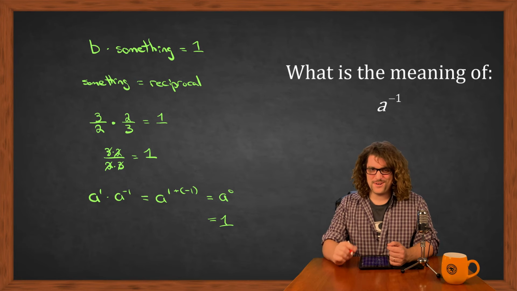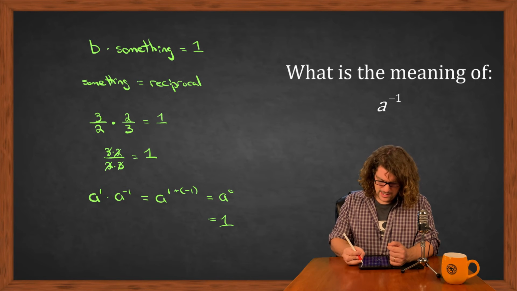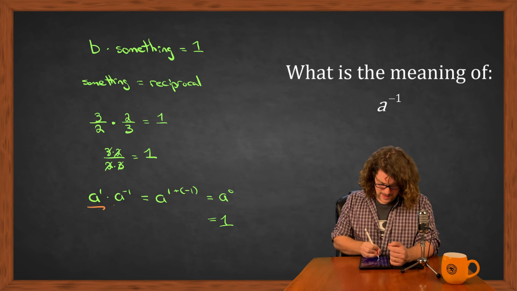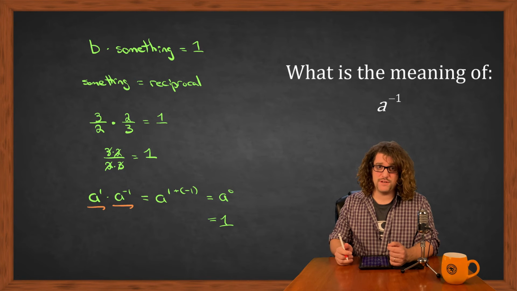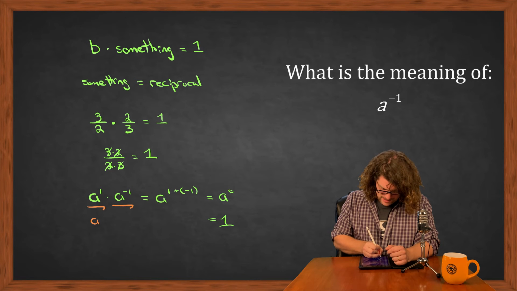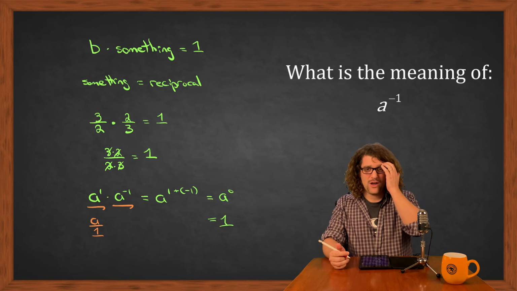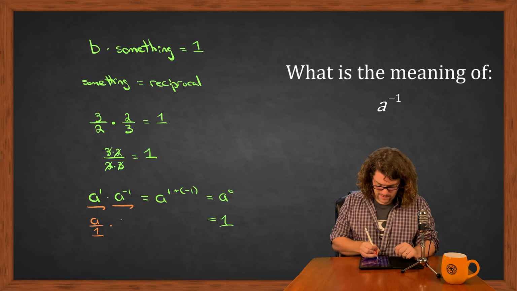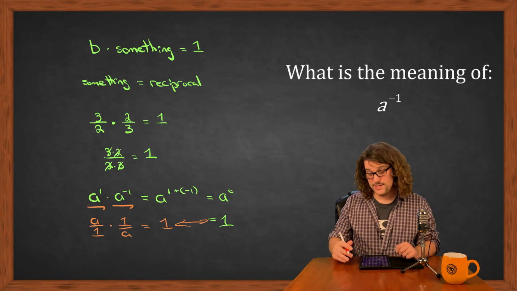Now, this is a really interesting turn of events because what that means is that the value of a to the 1 and a to the negative 1 are reciprocals of each other. That is pretty cool, actually. So in this particular case, the a to the 1 and a to the minus 1 must be reciprocals. But a to the 1 can be written as a fraction, a over 1. And anything that can be written as a fraction, we know that its reciprocal is the flip. So we'd have 1 over a.